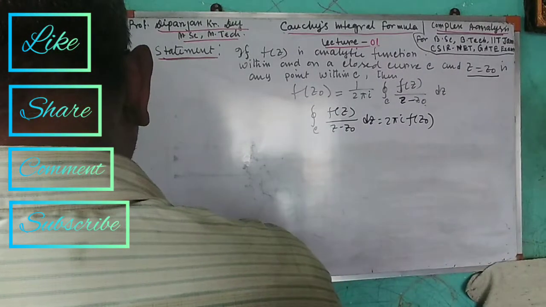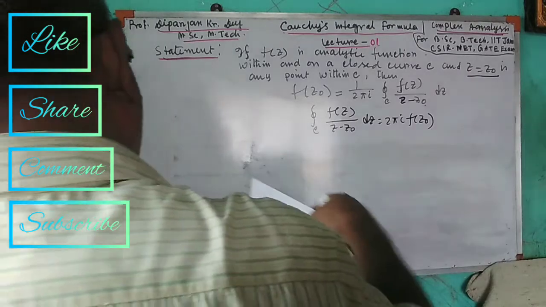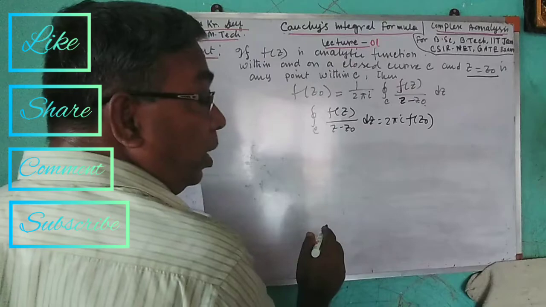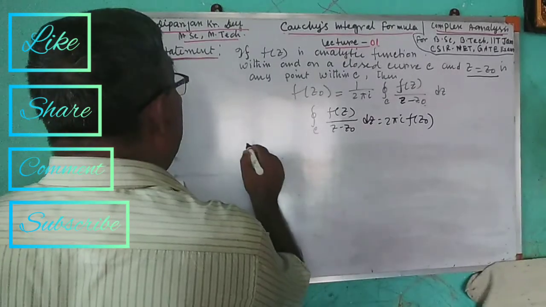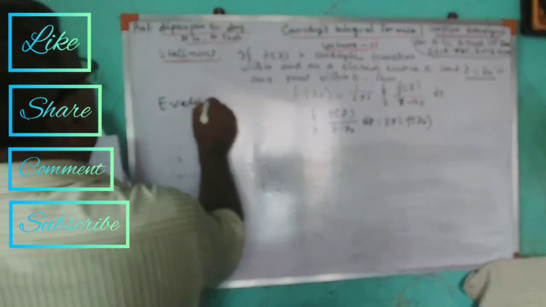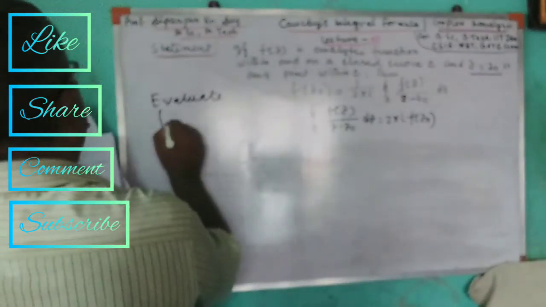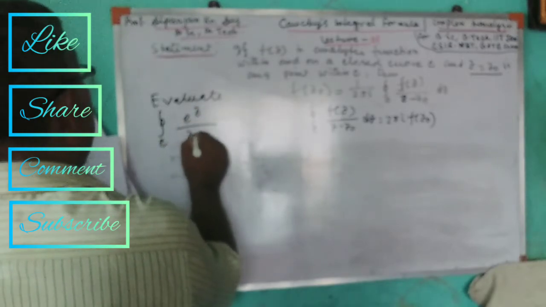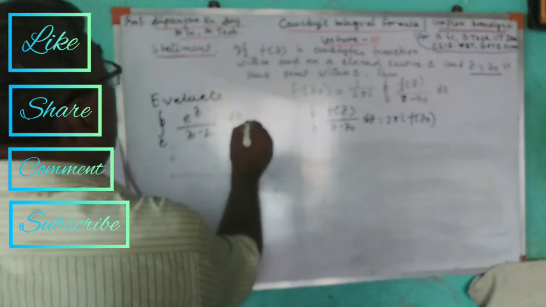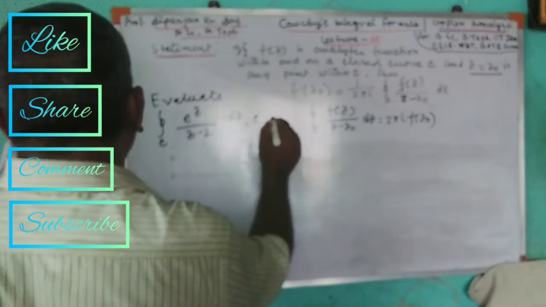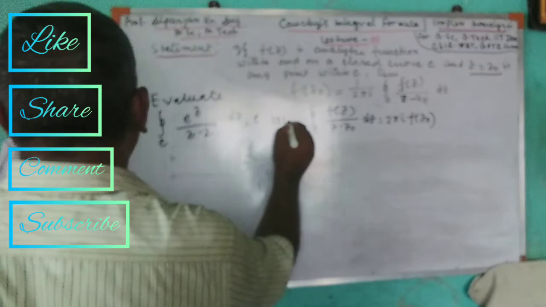Suppose the question is, this question came many times in the university exam question paper: evaluate the integral of e to the power z by z minus 2 dz, where c is mod z equal to 3.